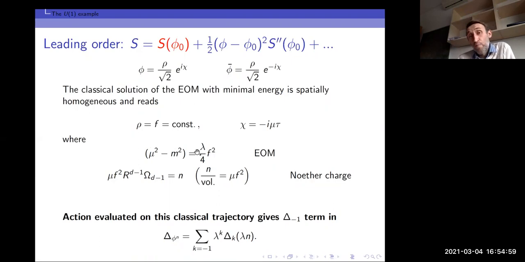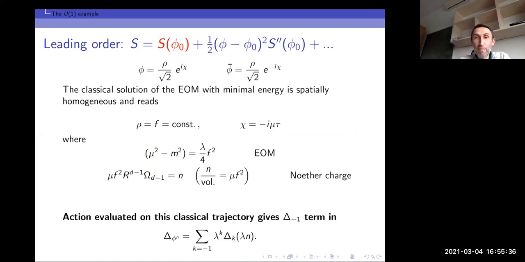So our classical equation of motion is shown here. Our Noether charge is fixed to be n. Constant factors mu and phi will be fixed through the equations of motion. And we have to evaluate now our effective action on this classical solution. And what we are going to compute at leading order in this expansion is this delta minus 1 term in the delta phi n expansion. And this is the classical contribution in the large charge limit.